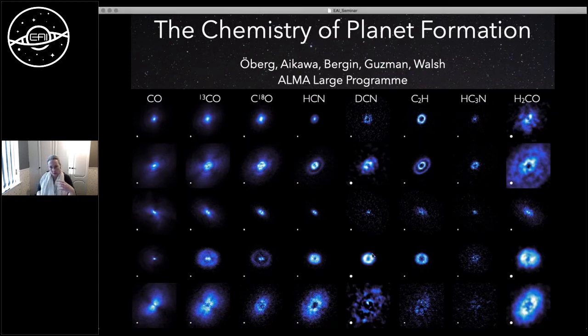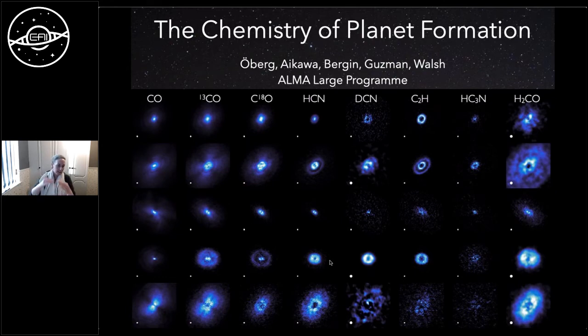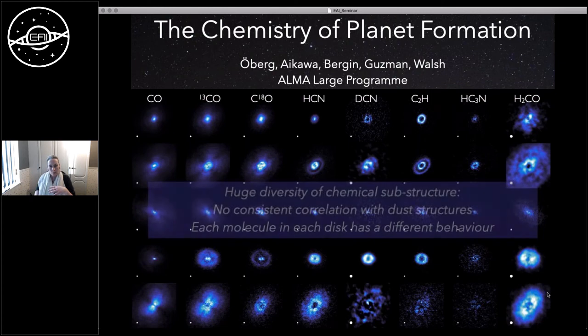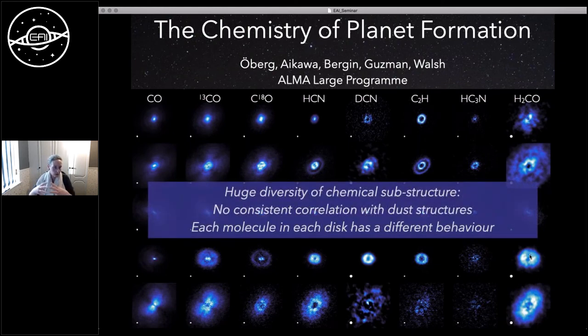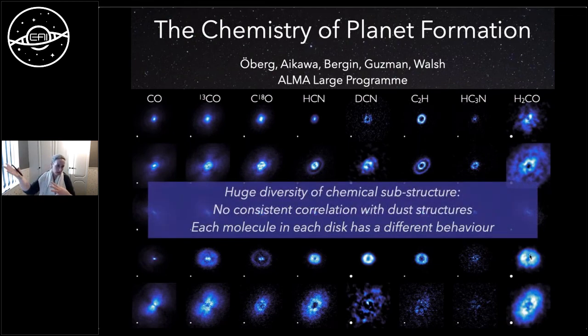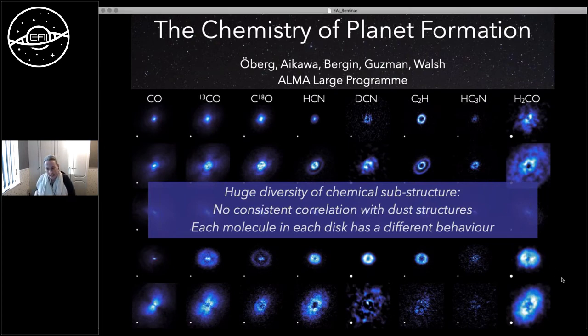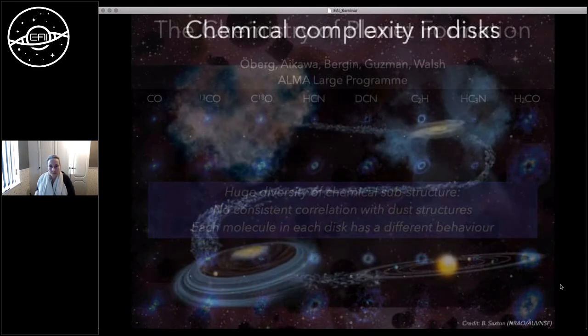There's some overlap, so for example here DCN and HCN in AS209 seem to overlap a little bit. But again, what the disks themselves are doing in each molecular line is actually quite different as well. So there's this huge diversity of substructure. It might not be surprising because we put another layer of complexity. And we also have really no consistent correlation with dust structures. Each molecule in each disk has a different behavior. And this is something that we now have to try to understand, and I think something that the modelers now need to take forward.